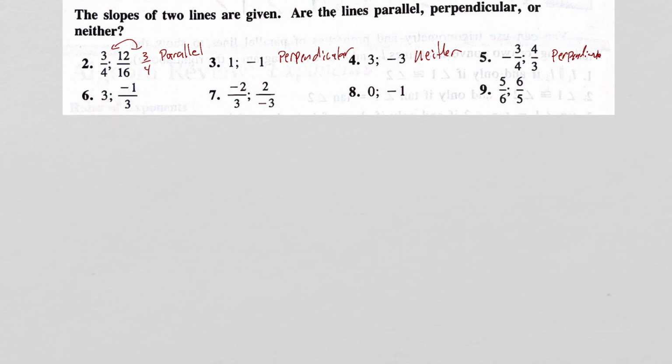This is 3 over 1 and this is 1 over 3, so they are reciprocals. This is negative, that's positive, so they're opposites, so these are perpendicular. A negative 2 over 3 is actually the same thing as 2 over negative 3. There's one negative and it applies to either one. So these are identical. That makes them parallel.